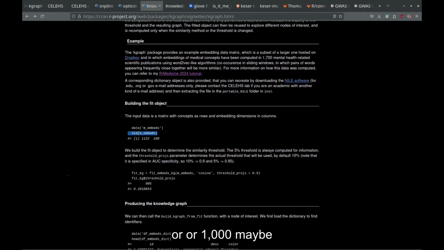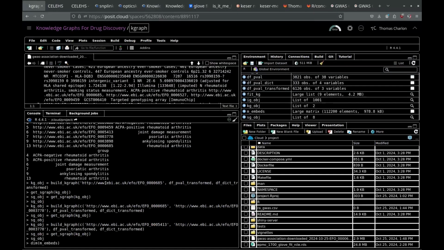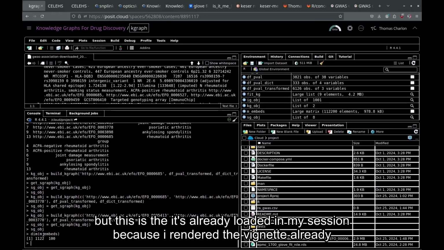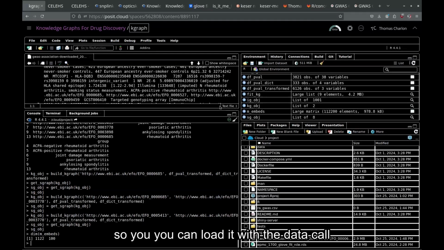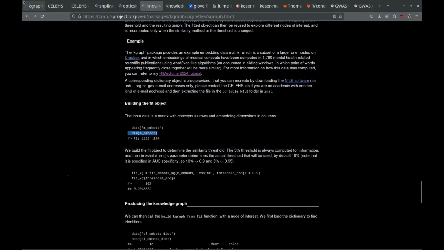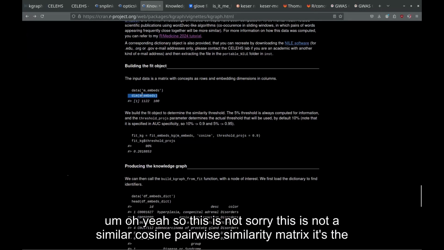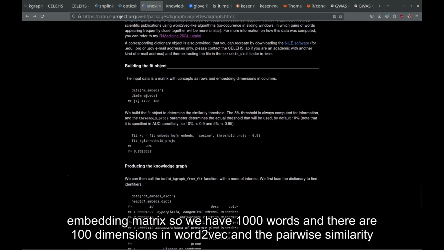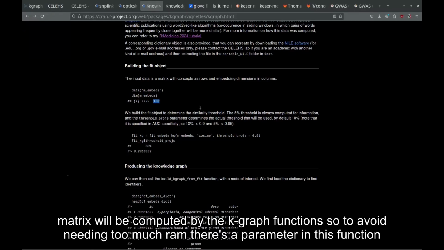So it's a pairwise similarity matrix of 3,000 concepts, or 1,000 maybe. This is already loaded in my session because I rendered the vignette already. So you can load it with the data call. Oh yeah, sorry, this is not a cosine pairwise similarity matrix, it's the embedding matrix. So we have 1,000 words and there are 100 dimensions in word2vec. And the pairwise similarity matrix will be computed by the kgraph functions.